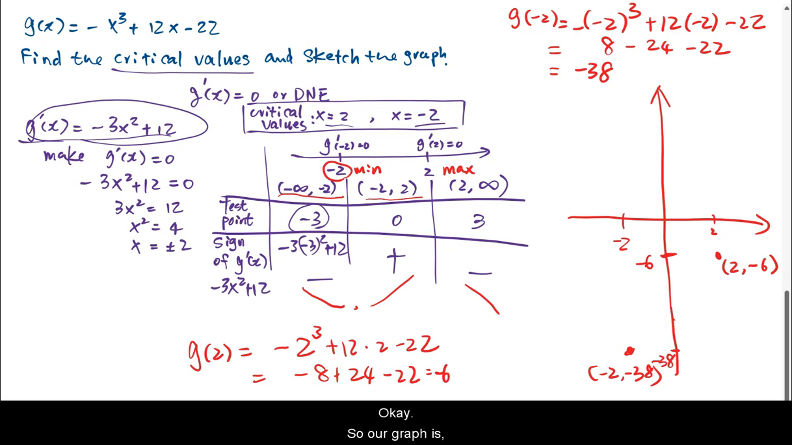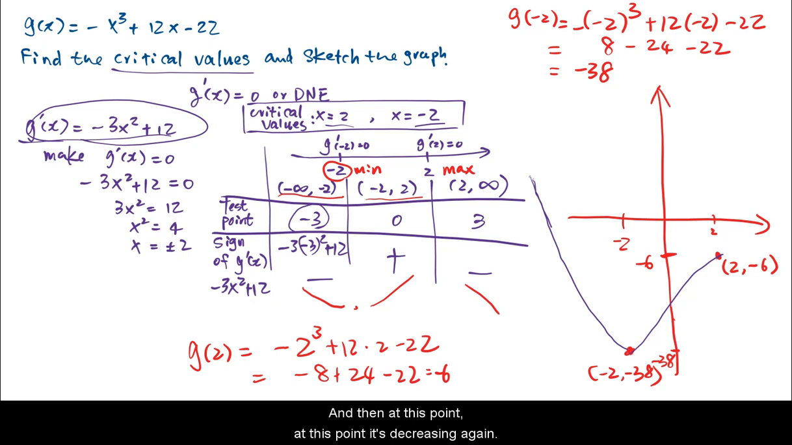Okay, so our graph is decreasing. I'll use a different color. From negative infinity to negative 2, it's been decreasing, right? Then when it arrives here, it starts increasing, and then at this point it's decreasing again. So this is roughly how your graph looks.